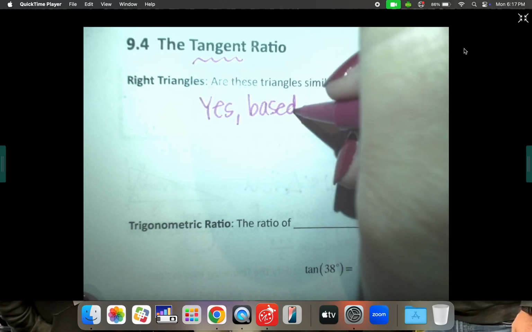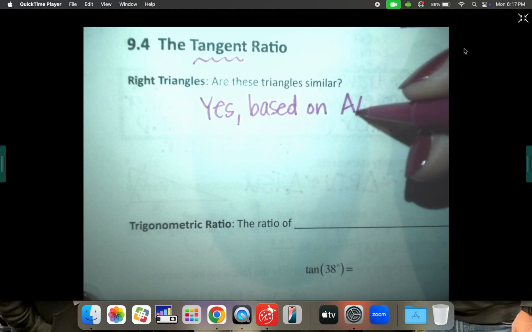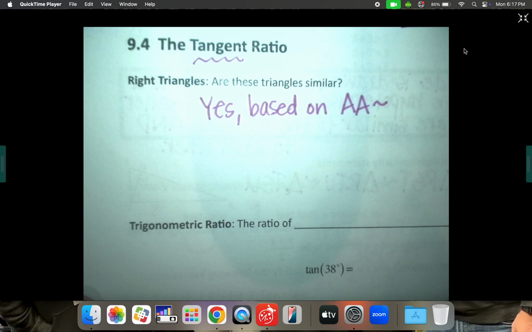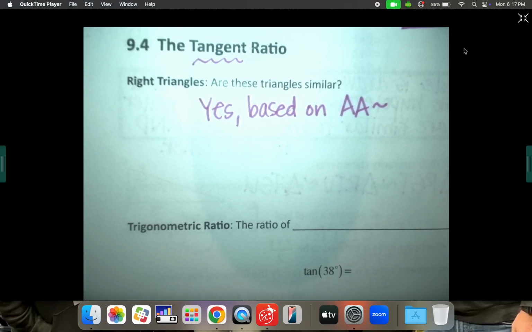based on angle similarity, and that's what that means. So angle similarity, if you would like to write out that 2 of the angles are equal, you can, but that's what angle similarity means, and we've already learned it.